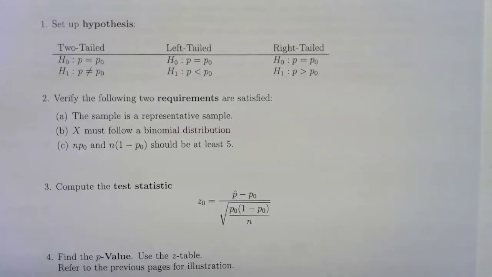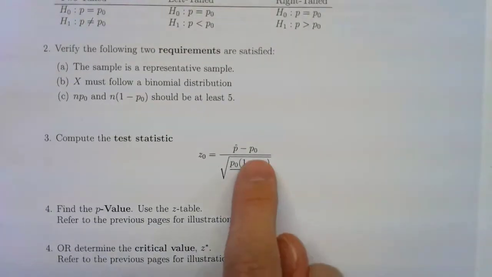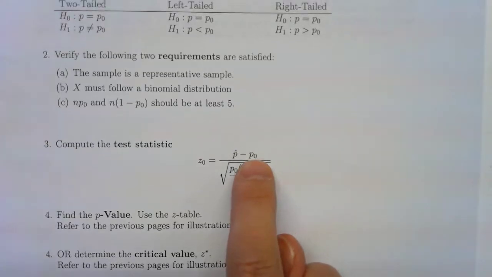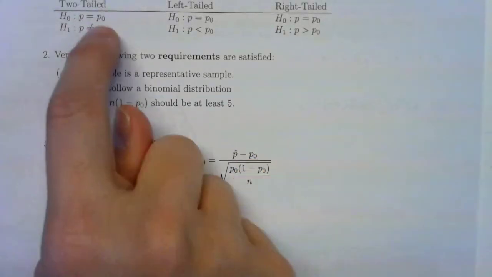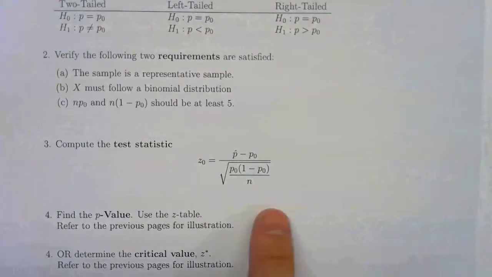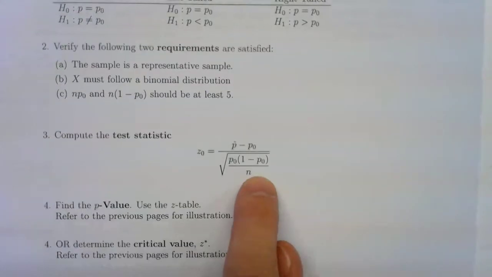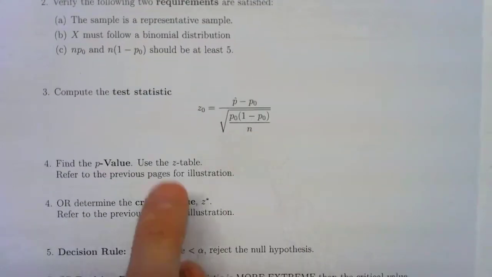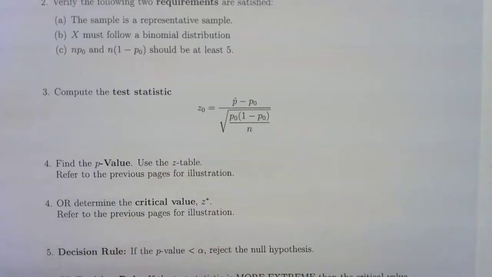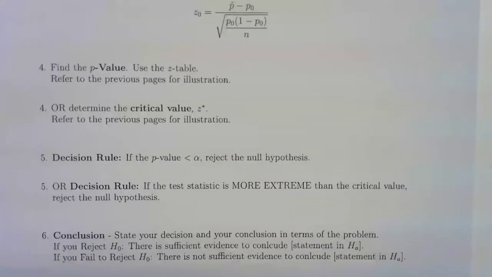Step two, check your conditions or your requirements or assumptions, all the same word. Step three, calculate your test statistic. This P sub 0 is basically just reiterating that this comes from the null statement. So remember, we assume the null is true until we make our decision. So we're assuming P is the truth until we get to step 5. Step 4 we will do using both methods, the p-value and the critical value. We'll make a decision using both methods, and then we'll state our conclusion in terms of the problem.